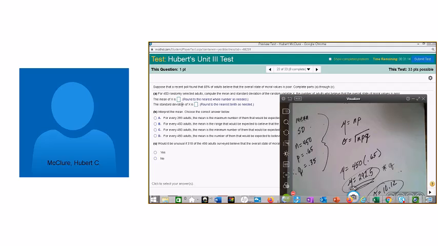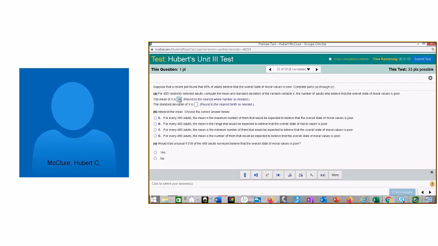The mean, rounded to the nearest whole number, is going to be 293. And the standard deviation, rounded to the nearest tenth, is 10.1.